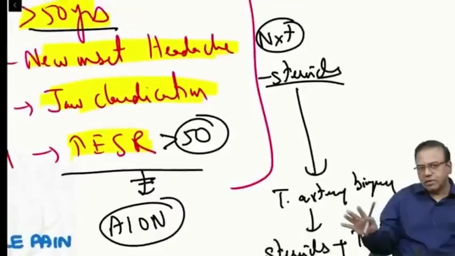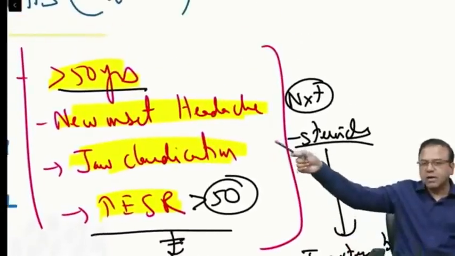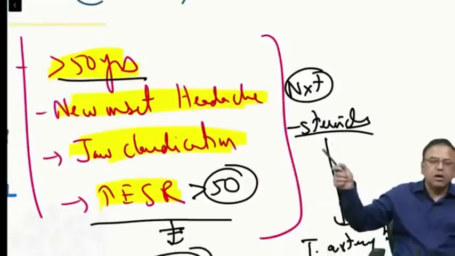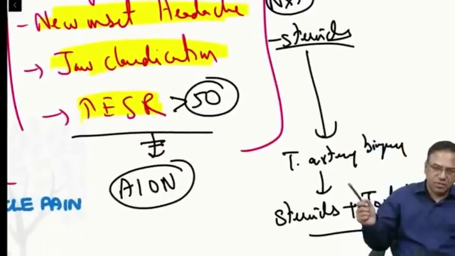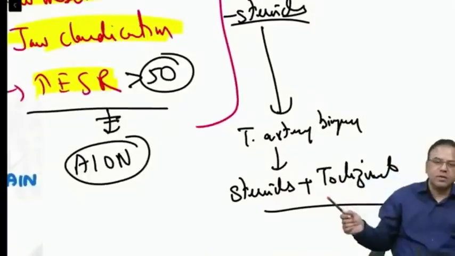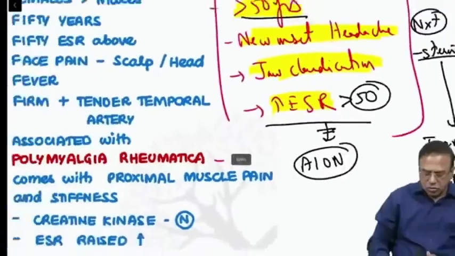Of all the questions, if you see the last 10 years, the most repeated question: patient came with headache, he's a 70-year-old patient, ESR is 70, what do you want to do? Start steroids. After that, what do you want to do? Temporal artery biopsy. If the biopsy shows vasculitis, then what? Then the patient should be getting steroids and tocilizumab in the treatment. So this is all the features.